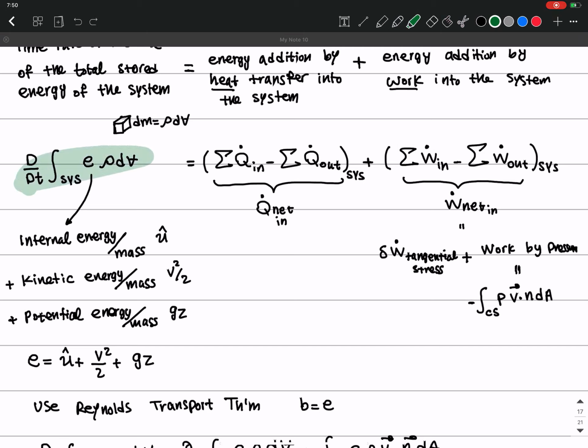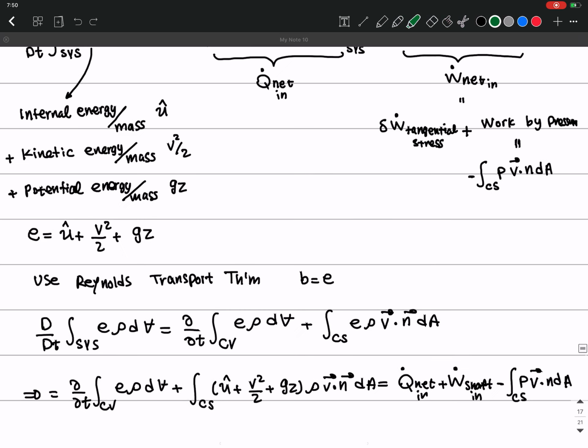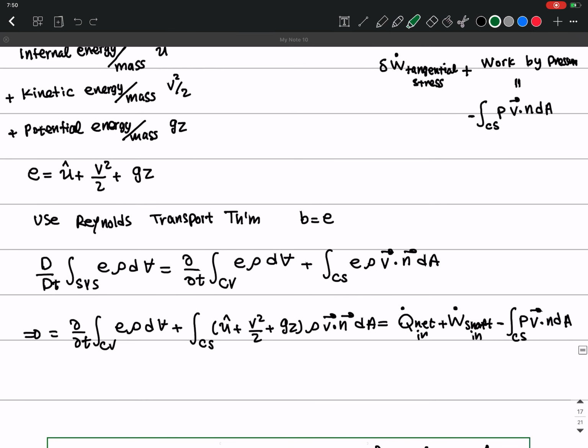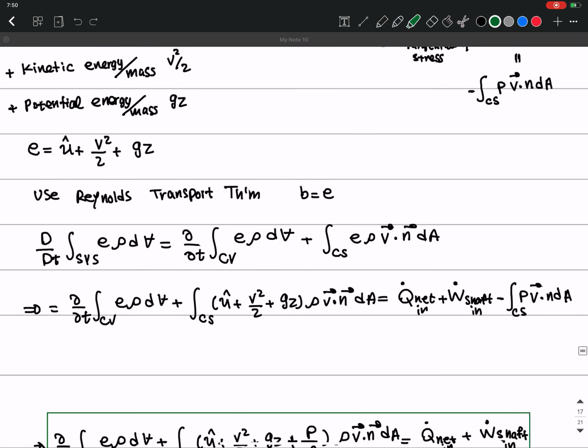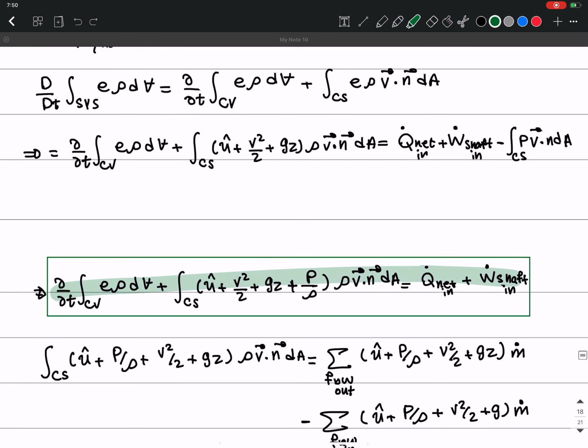and then integrate that. We can also decompose the total work done on the system into work done by the pressure, which I show as minus the integral over the control surface of P V dot n dA, plus the work done by the tangential stresses or shaft or pump in the system. Then we can use the Reynolds transport theorem for this equation, and this gives me the general form of the energy equation.